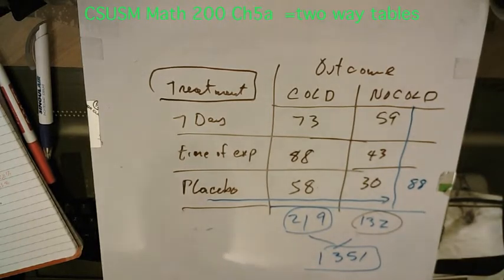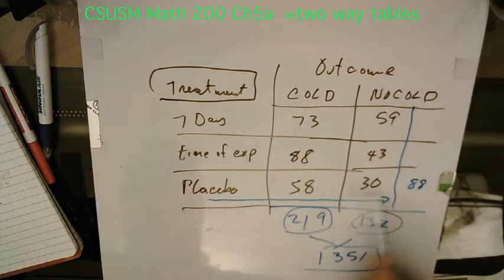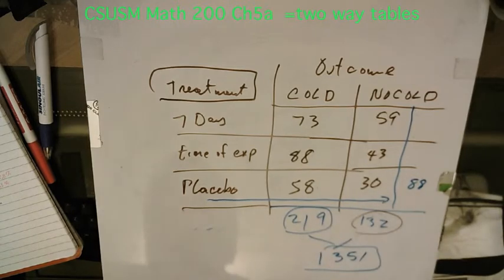In question number 14, they look at the conditional distribution given a specific treatment, i.e. placebo. Use the placebo row. If we wanted a conditional, we would have 58 over 88 or 30 over 88 to find out the conditional distribution of either having a cold or not having a cold.